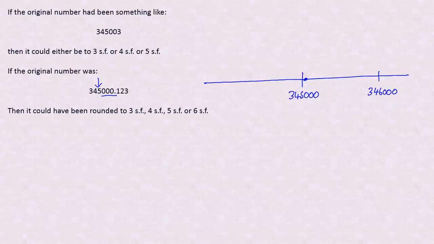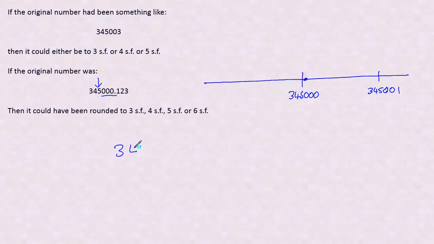For 4 significant figures, then we'd have the 345,000, and the next thing up would be 345,100. And we're still much closer here. If we went to 5 significant figures, the next thing up would be 345,010, and we're still closer. And to 6 significant figures, the next one up would be 345,001, and we're still much closer to this end.